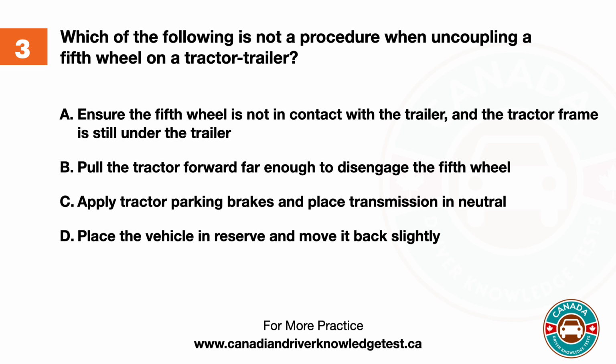Question 3. Which of the following is not a procedure when uncoupling a fifth wheel on a tractor-trailer? A. Ensure the fifth wheel is not in contact with the trailer and the tractor frame is still under the trailer. B. Pull the tractor forward far enough to disengage the fifth wheel. C. Apply tractor parking brakes and place transmission in neutral. D. Place the vehicle in reverse and move it back slightly. The answer is D. Place the vehicle in reverse and move it back slightly.